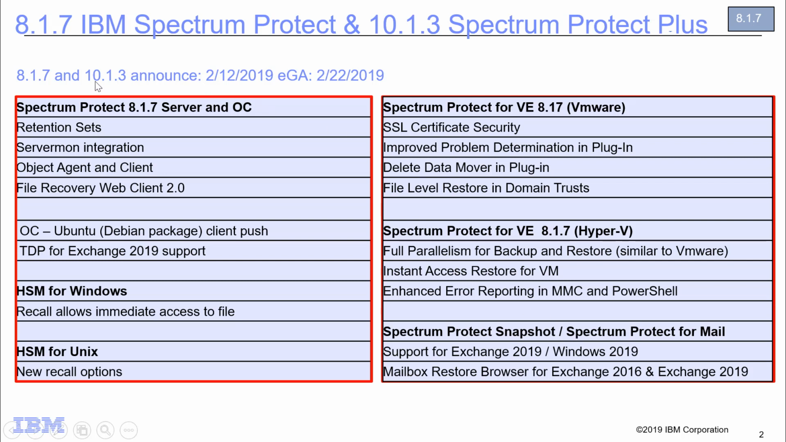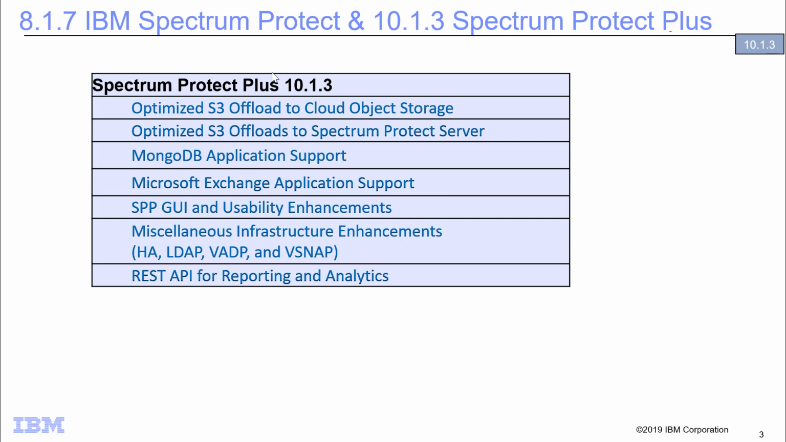Version 8.17 and 10.13 were announced on February 12, 2019, and GA on February 22, 2019. After I finish going through the information on these functions, I'll turn it over to my colleague Sean Sperry to go through what's new in Spectrum Protect Plus 10.13.